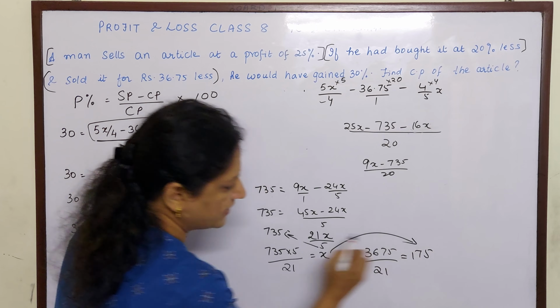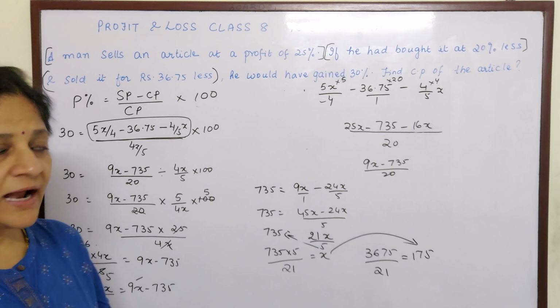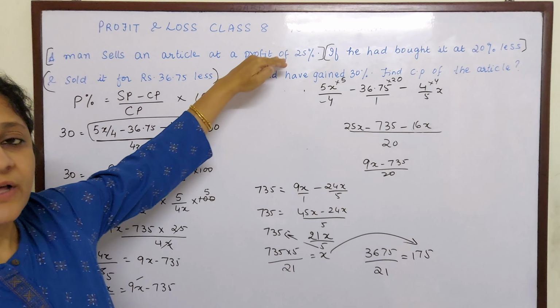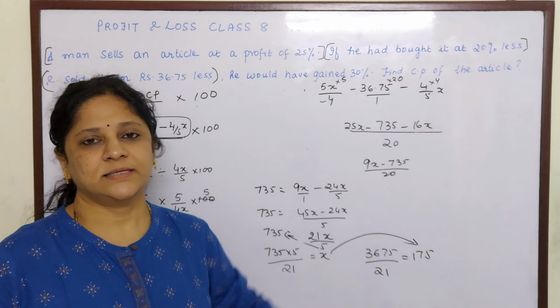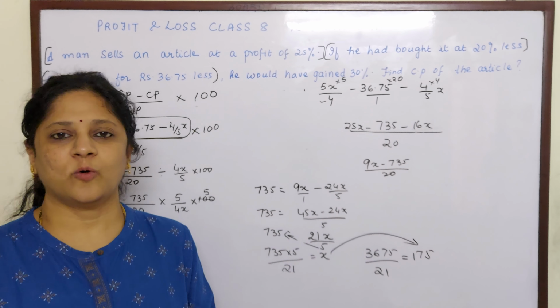So the value of x is 175, and we had taken the cost price of the article to be x. So what is the cost price of the article? It is 175. So hope you understood, children.